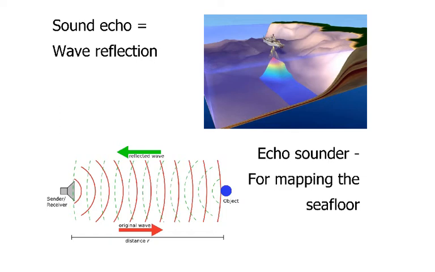How is this used? Well, sound echoes are used in a lot of different ways. They're used for ultrasounds, for example, which we talked about in a previous video. They're also used for things like mapping the seafloor. If you have a boat that sails across the ocean and then sends sound signals down to the floor of the ocean, those sound signals bounce back, and if you know the speed of sound in the water, then you can figure out how far away the bottom of the ocean is, and you can use that to make a map of the bottom of the ocean. It's called an echo sounder, for mapping the seafloor. That's pretty cool.